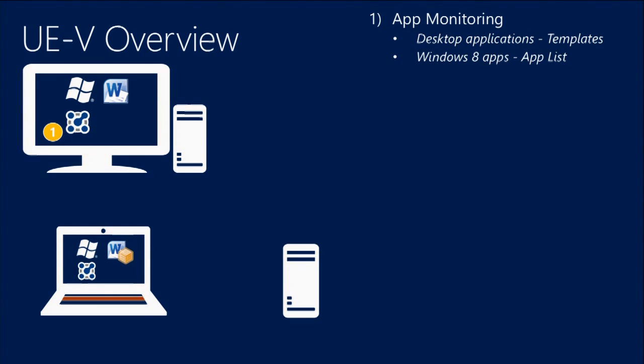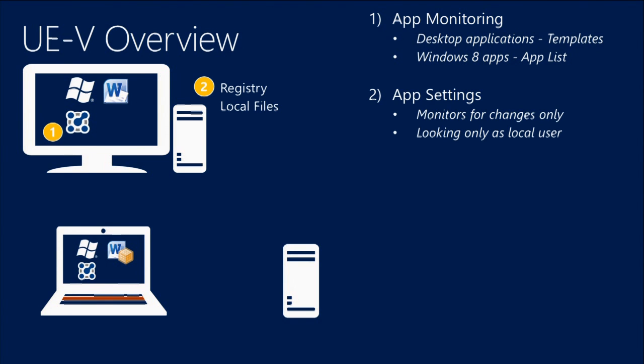So on our desktop there by number 1, we have our UEV agent. It provides that capability to monitor those two types of applications. Now what we're looking for is actually a couple of things. For desktop applications, we're looking for settings that are stored in the registry and in the local file system.